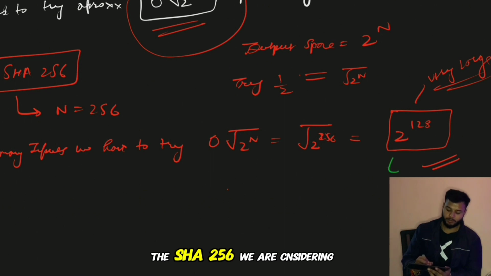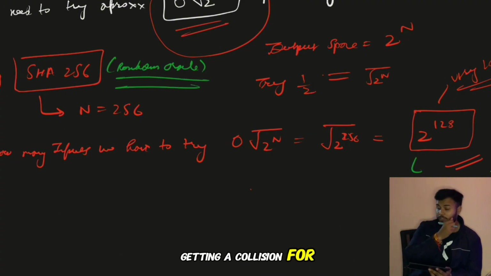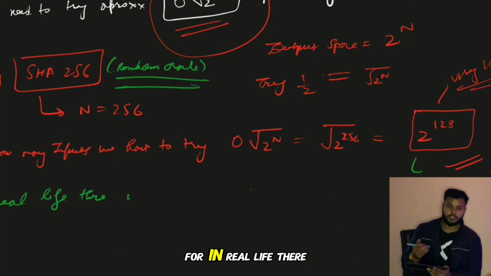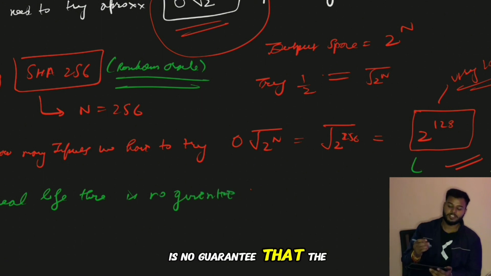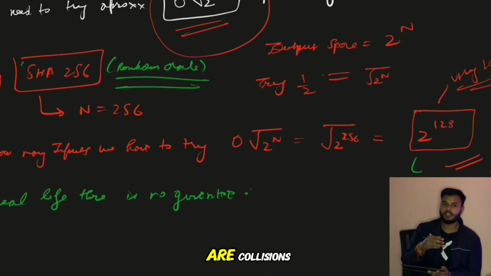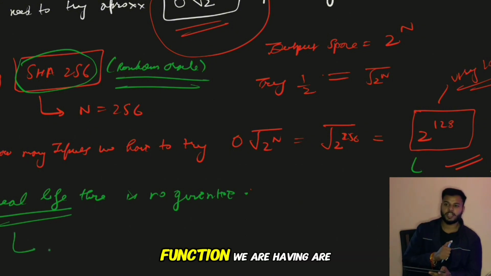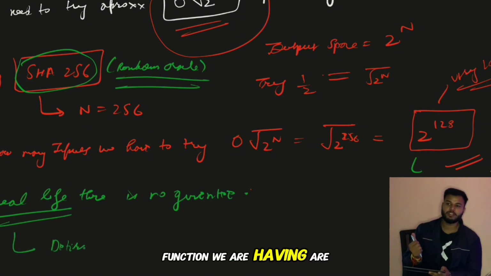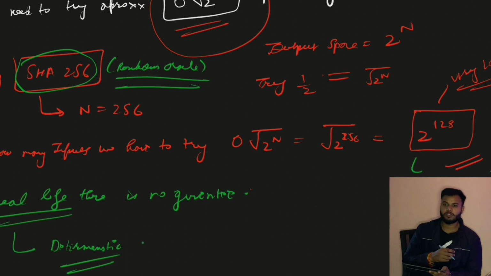Now, we are considering SHA-256 as a random oracle. That is the probability of getting a collision for a random oracle SHA-256. In real life, there is no guarantee that SHA-256 will never have a collision. There is a possibility that in future somebody finds collisions in SHA-256, because the real-life hash functions are deterministic and are not generating random values. In that case we will be in trouble, and Bitcoin will be in trouble because SHA-256 is used in Bitcoin.